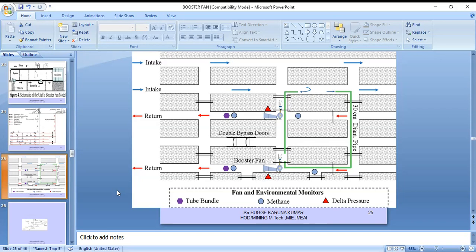And then the fan and environmental monitoring system is shown here. One color is showing tube bundle, carbon monoxide, methane, and also delta pressures. This is where the intake is coming and the return is going. This is one model of a fan and environmental monitoring system for understanding purposes. See how the intake airway is going and also coming to the other monitoring cells. The return is collected. The booster fan is also located, and that can also be a double bypass door system. This can be identified here.